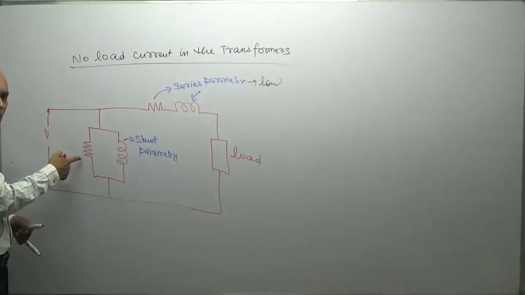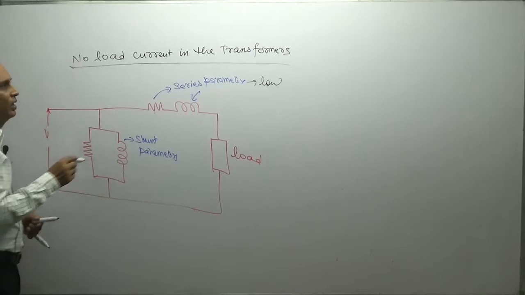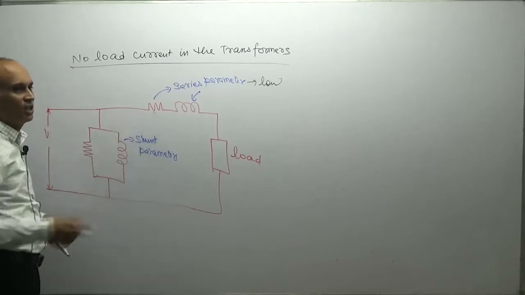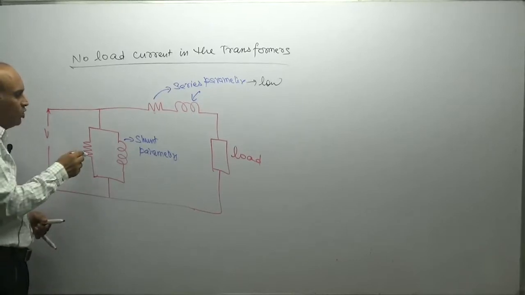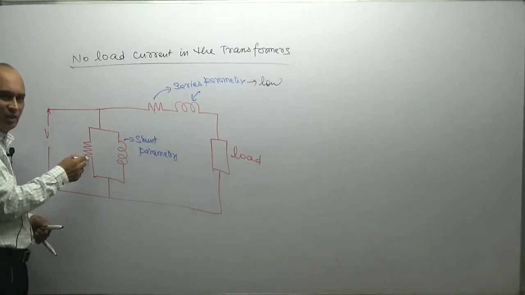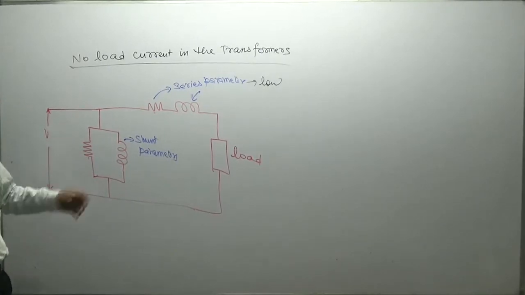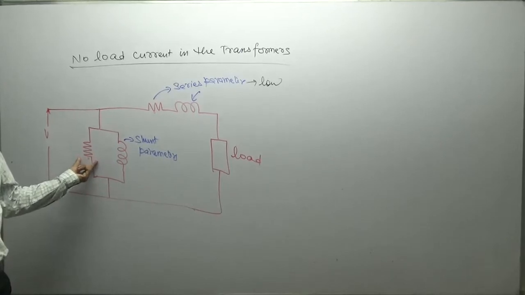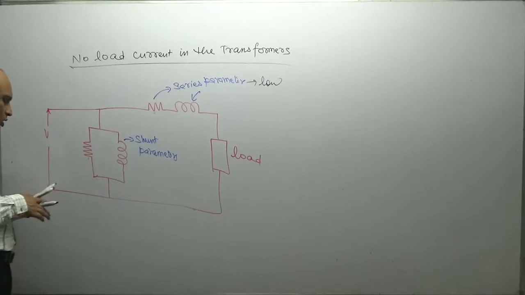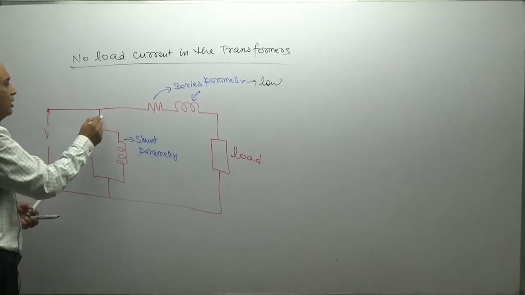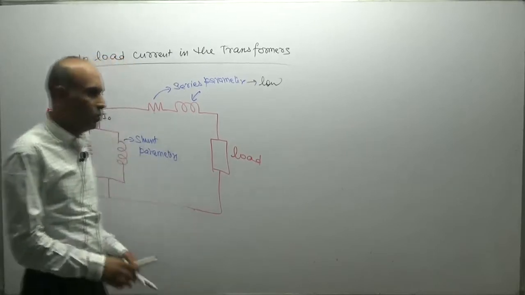This resistance represents the iron loss. Note that if the value of this resistance is low, copper losses will be low. If the value of this resistance is high, then iron losses will be low. It is called no load current. So you can understand it.